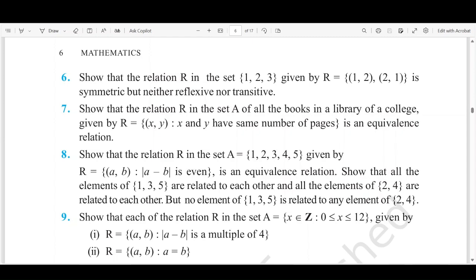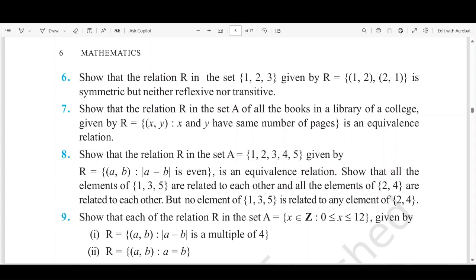For the second one, symmetric property, we have to prove that x related to y implies y related to x. So, we have the element (1, 2) in the set R and we should have (2, 1). We have that. Therefore, this relation R is symmetric. In the case of transitive, in the set R, we have (1, 2) and (2, 1). So, we should have (1, 1). But we don't have that element. Therefore, this relation R is not transitive. Thus, we have verified that the given relation R is symmetric but neither reflexive nor transitive.